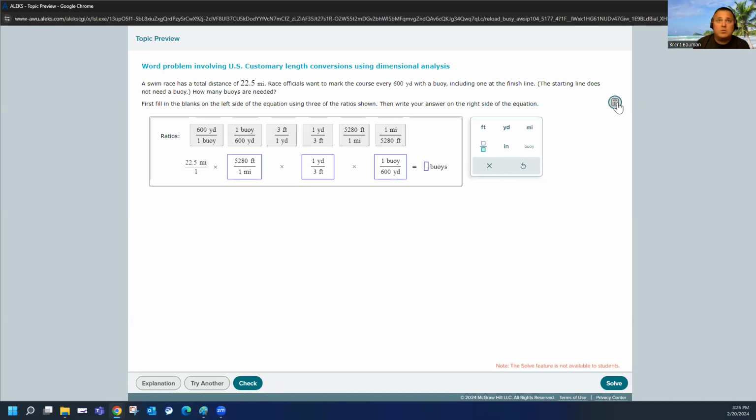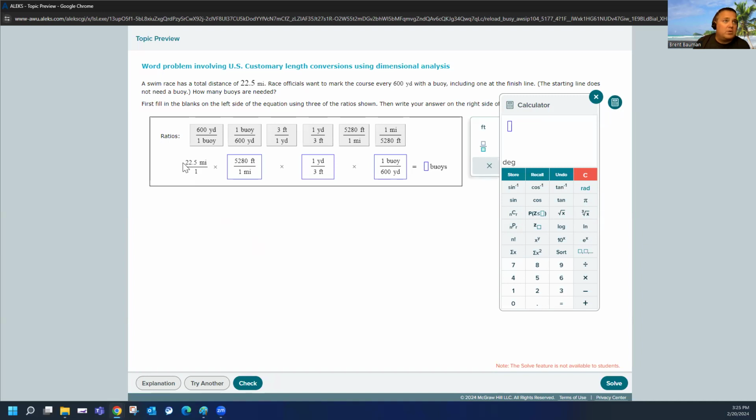So let's go ahead and do this calculation. We're just going to multiply our 4 values here. The first one is 22.5 times the 5,280 that is in the numerator, so we can just multiply those. And we can hit enter to get the answer for that. Now the next one, I can multiply by 1/3, or I can just divide it by 3. So I'm just going to divide by 3 and see where we're at.